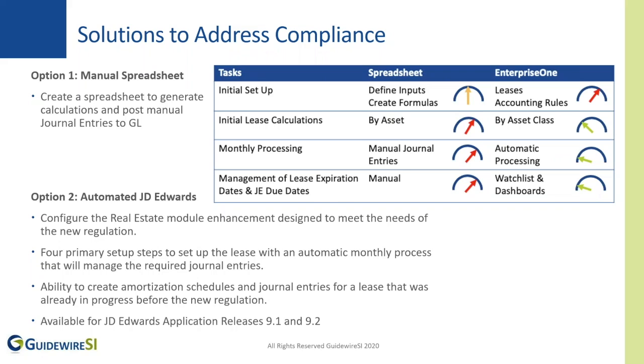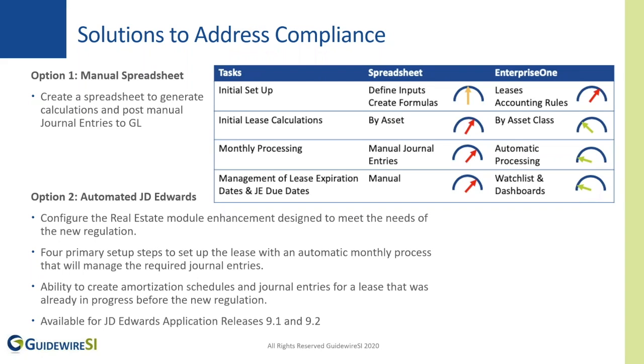There are a couple of solutions to meet the requirements of the new regulations. The end result for both options is that the lease information needs to be recorded on the balance sheet. The first option would be to create a manual spreadsheet that would calculate the amortization schedules for each asset. Each calculation would then need to be entered into J.D. Edwards as a manual journal entry. The creation of the spreadsheets might not take very long, depending on the number of assets, but the management and monthly processing of the lease information would all be manual and very time-consuming.